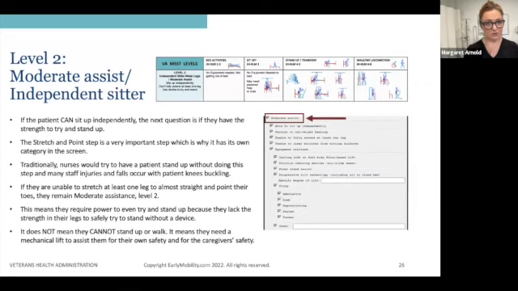If they are unable to stretch at least one leg and point their toes, they remain moderate assistance level 2. This means you don't even try to let them stand up without a device. You still can have them stand and walk, but you know you need a powered device to even stand up. If they're able to stretch and point, then you go on to see if they can stand on their own. But if they can't, you've got your level and you move on and you know you need power.